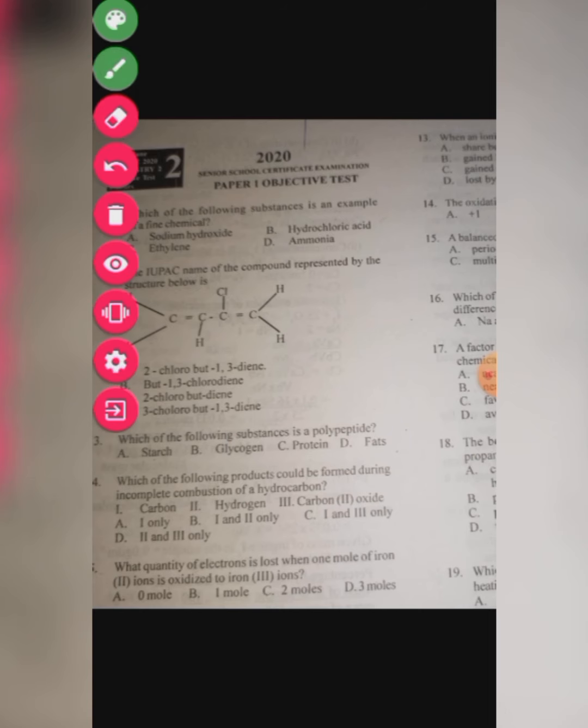So we're starting from question 1, which says, which of the following substances is an example of a fine chemical? What is a fine chemical?